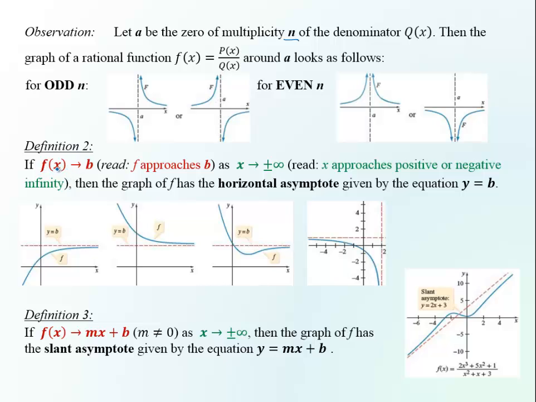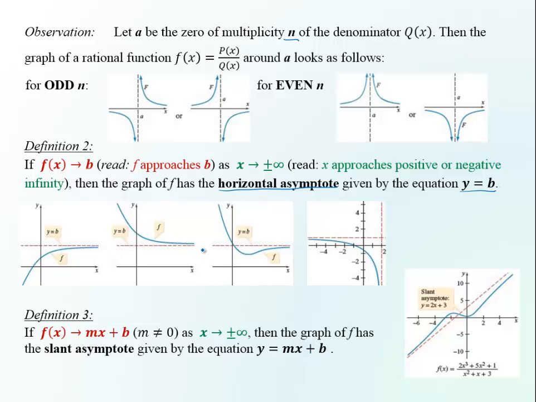If a function f approaches a certain number b as x approaches infinity or negative infinity, what does this mean? That means that if we go far away towards infinity or far away towards negative infinity, the function tries to stabilize. It tries to approach the same constant value. Let's call it value b. Then we can say that the graph of f has a horizontal asymptote y equals b.